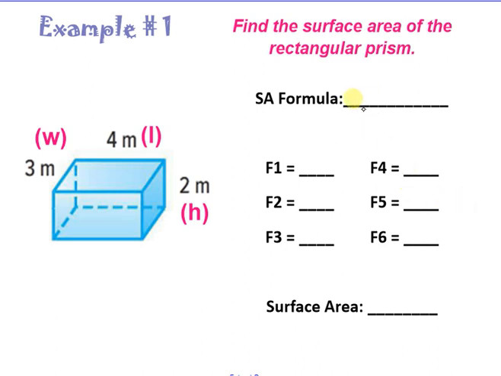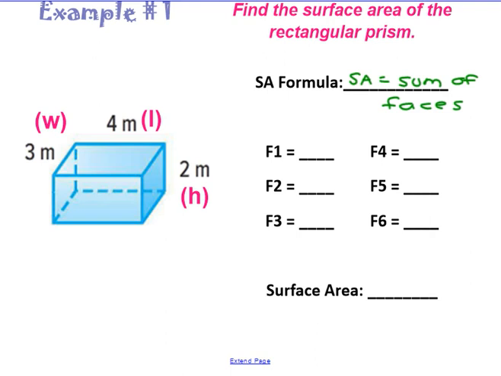So for our formula, we write surface area equals sum of faces. I just write F1, F2, F3, F4, F5, F6, and that's for face 1 all the way through face 6. Again, you can start anywhere you want to. I like to start on one of the sides and then do the top and the bottom first. So I'm going to start on the side here.